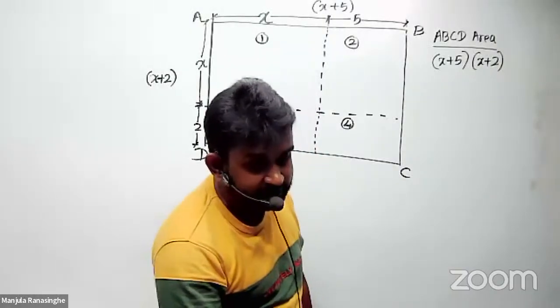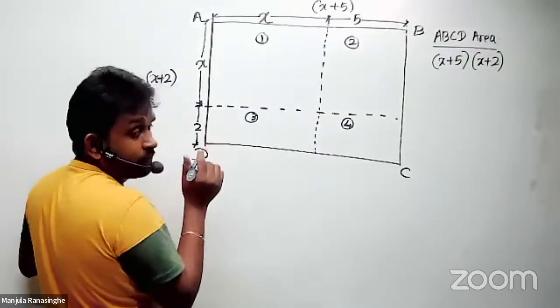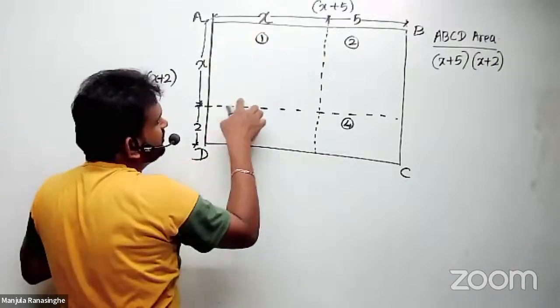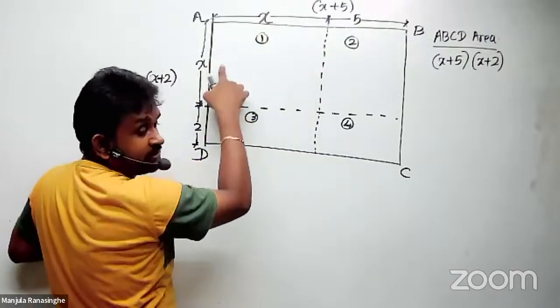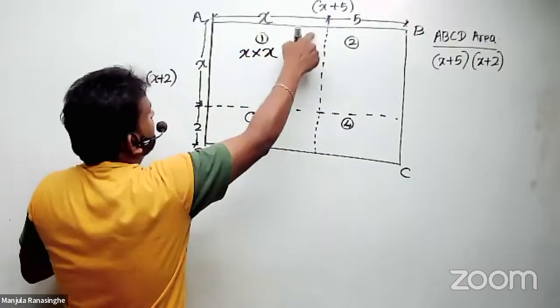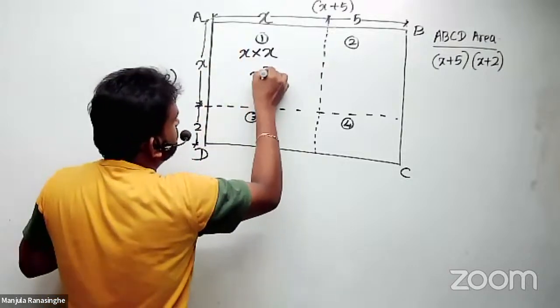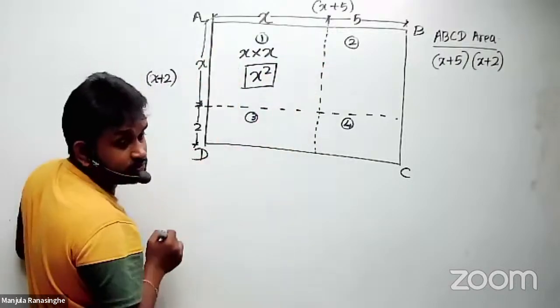So do we have to draw that? Wait until I explain it. Okay. Right. 1, 2, 3, 4. So how to find the first? This is a small rectangle, right? Length is x and breadth is x. So how to find the area? x into x. Length x, breadth x. So x into x gives you x squared. So the area of this one rectangle is x squared.